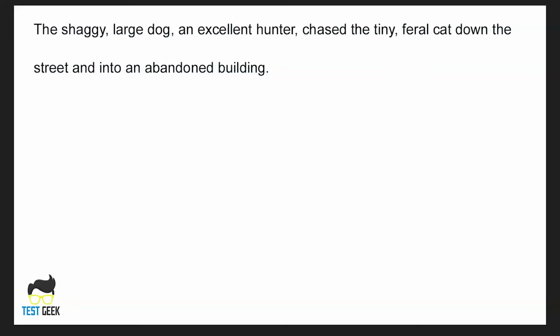The shaggy, large dog, an excellent hunter, chased the tiny feral cat down the street and into an abandoned building. All right, we got a lot going on here, lots of descriptive words, but when it boils down to it, we want to focus on where the subject of the sentence is. What is our subject? It's still dog, right? We're still talking about a dog. We're talking about a shaggy, large dog that's also an excellent hunter, but our subject is dog. So we know that is singular, right? Dog is singular. It's not plural. We're not talking about more than one dog. It's a singular dog. So we want to find our verb and make sure that the verb is also singular. So chased is also singular. So we are good to go.